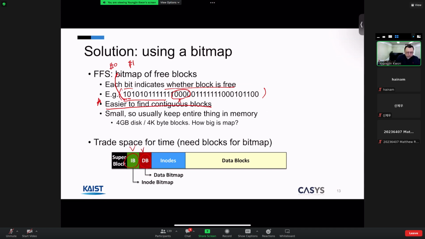Another good performance benefit is that the bitmap size is really small, right? The bitmap is this small for a 4 GB disk. So you can load this bitmap into memory. Every time you allocate, you don't need to write the bitmap to the disk because it is cached. So we can quickly access it with memory operations. That's the second idea.